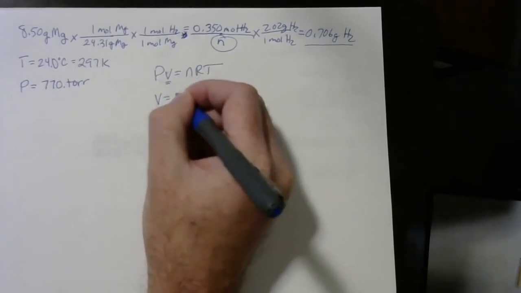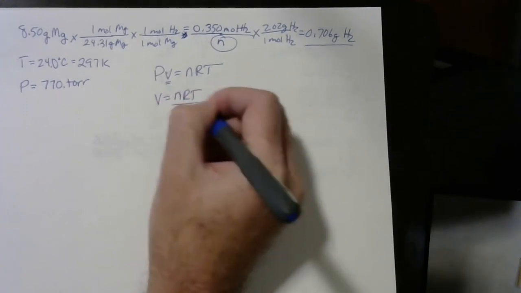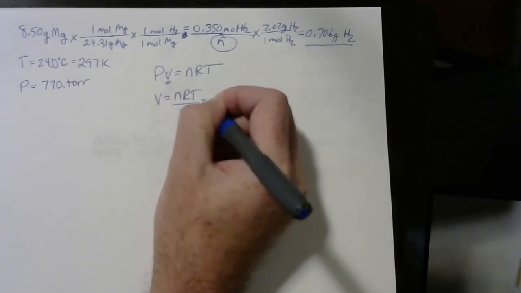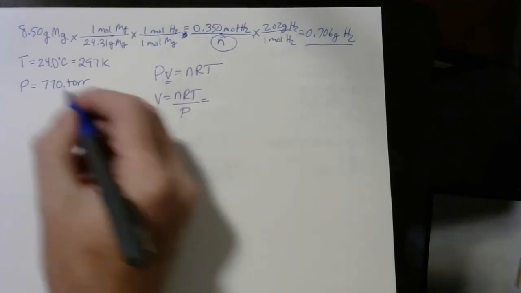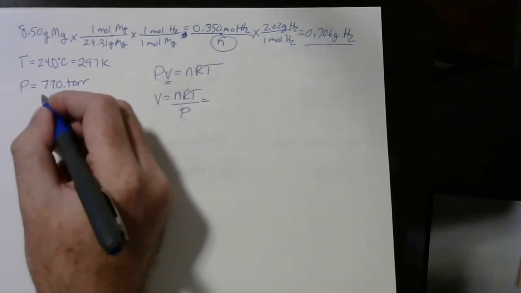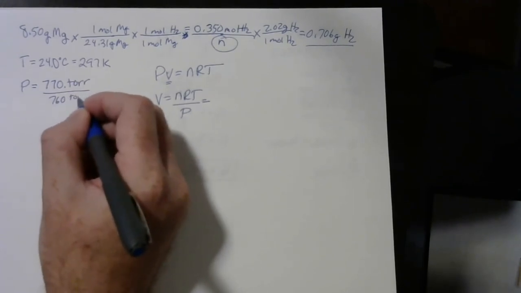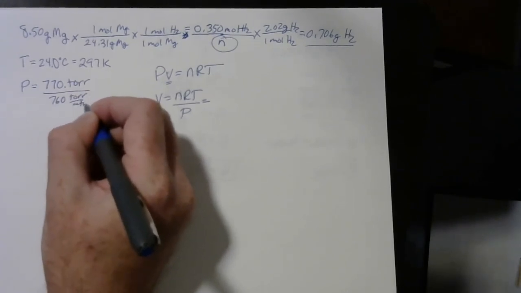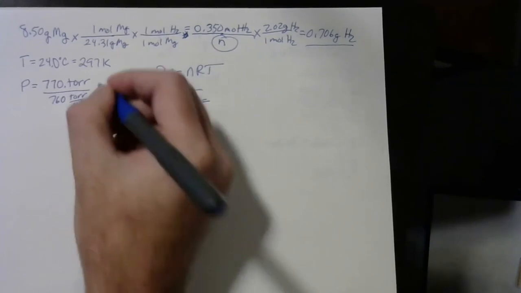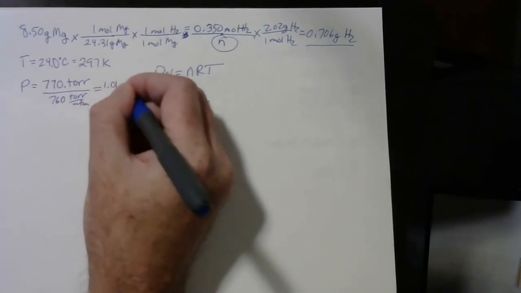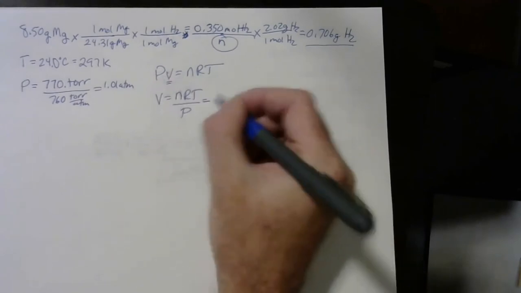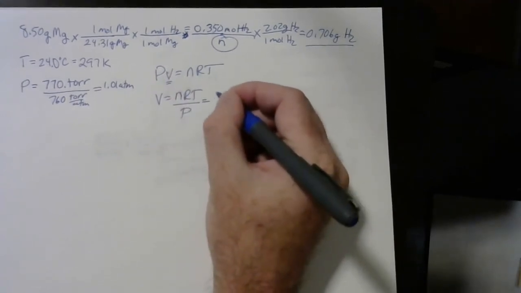So volume is equal to nRT divided by P. Now we need to calculate that, so we're going to divide by 760 torr per atm, and that's going to give us 1.01 atm. Now we can plug in everything.